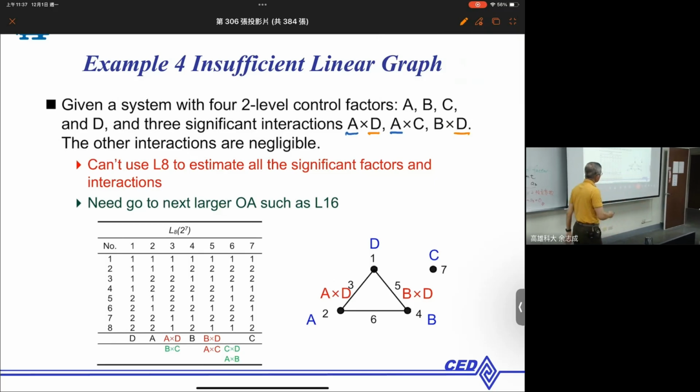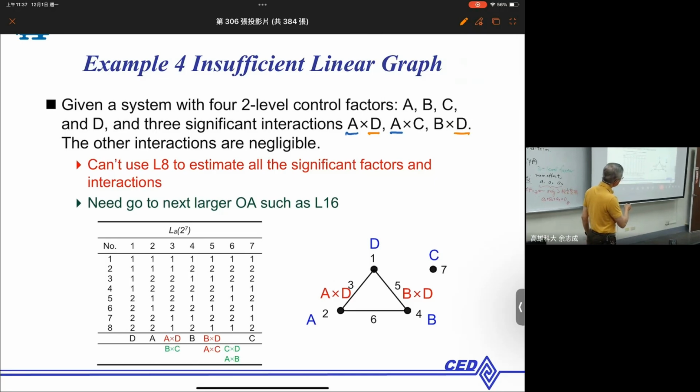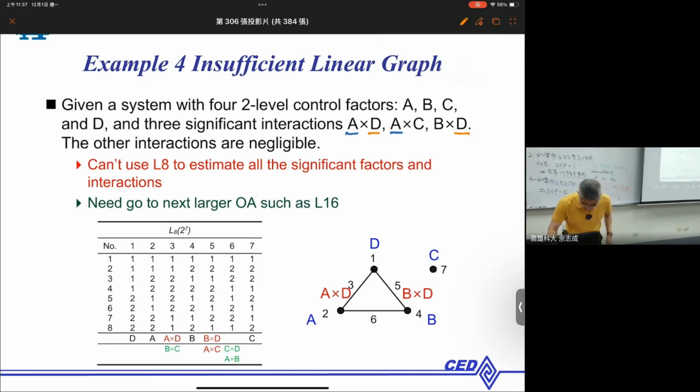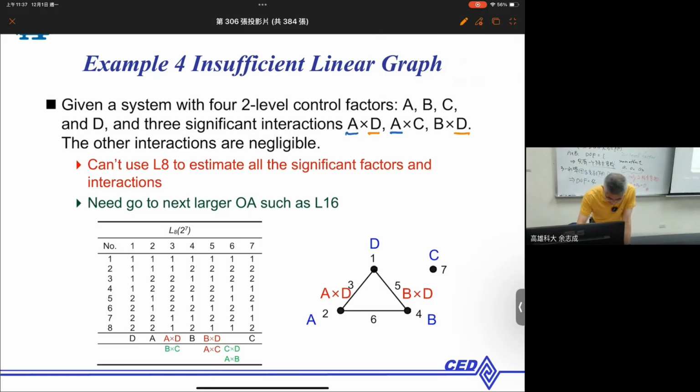But if you take care of this first, we need to assign A and D. Assume you put D here and you put A here. And the AD interaction will happen in column 3. And there's an interaction with D, which is B. So we need to put B here, so DB can be estimated. But what's next? Next, you need to assign B and C.